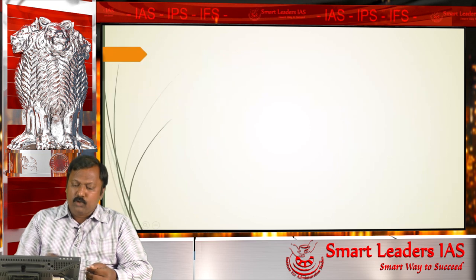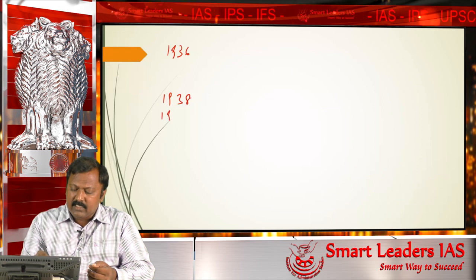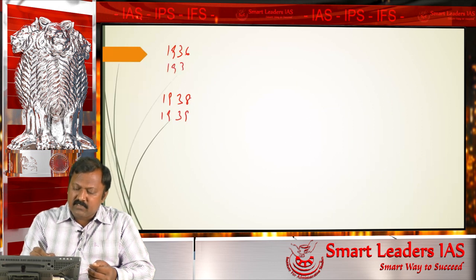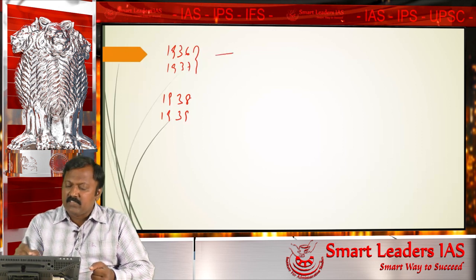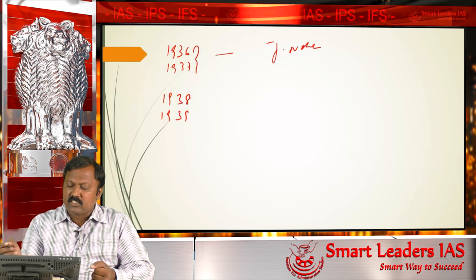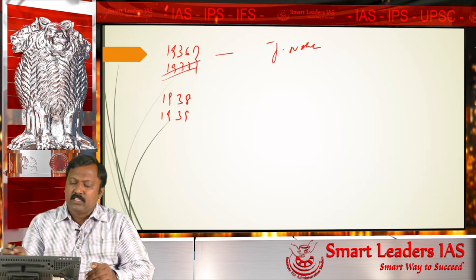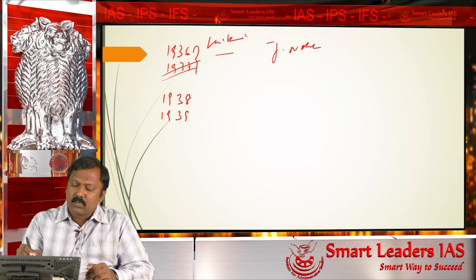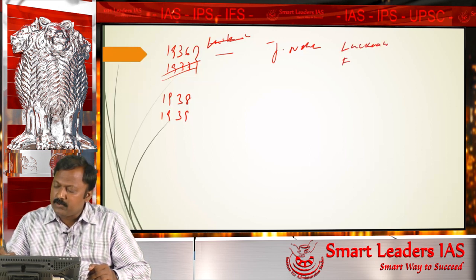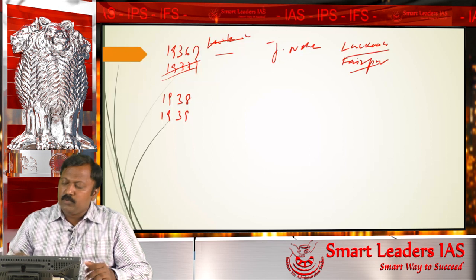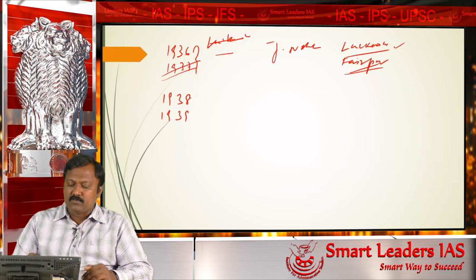And next we have a group of sessions: 1936, 1937, 1938, 1939. Jawaharlal Nehru became the president for these 2 consecutive years. Actually, it was not 1937, it was 1936 itself. The places happen to be Lucknow and Faizpur. I will write here Lucknow, Faizpur. So, Jawaharlal Nehru became the president in 1936 in Lucknow. Again, one more session in 1936 only, in Faizpur.